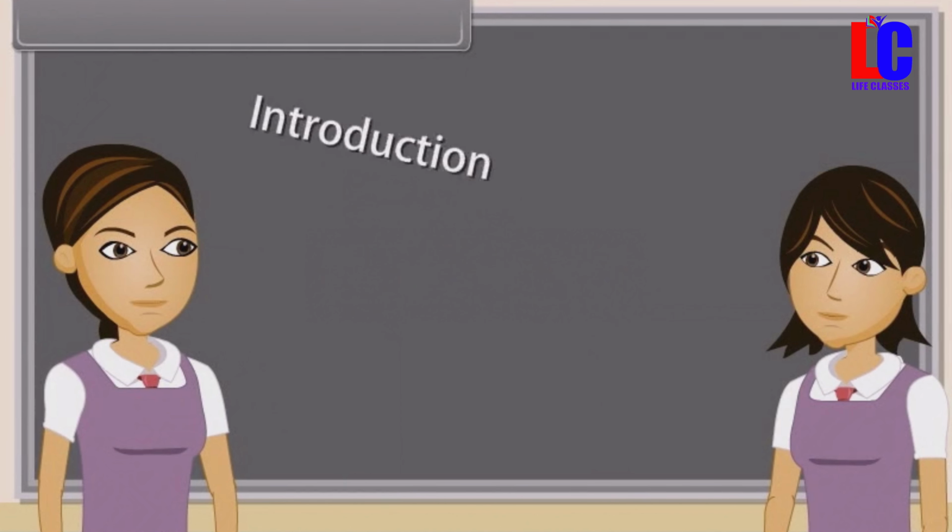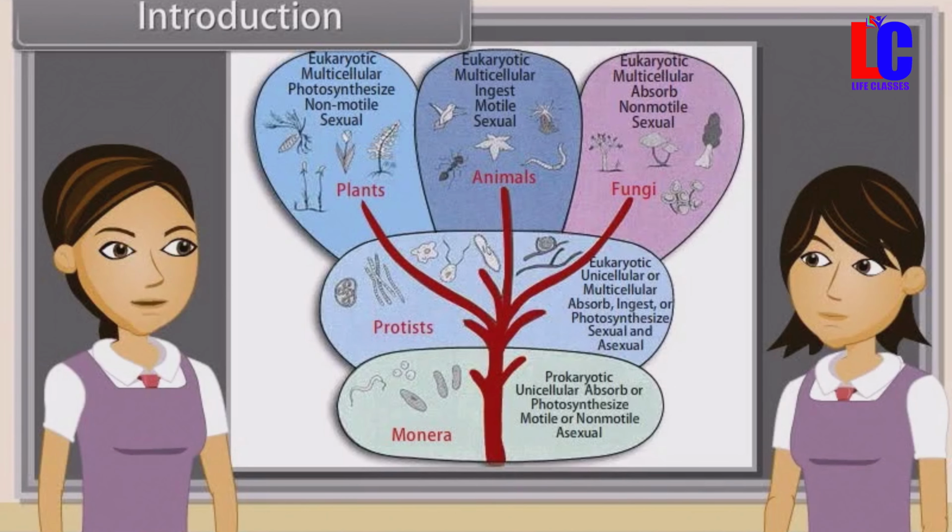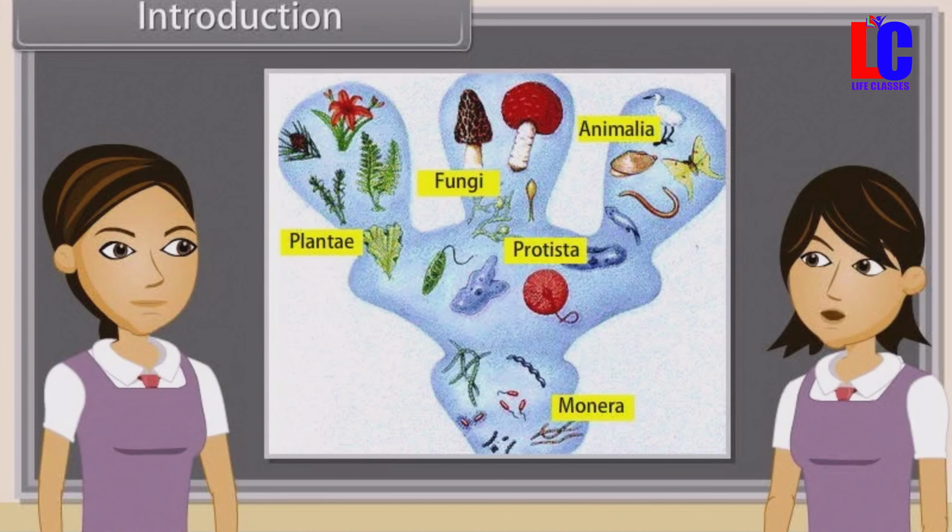Introduction. We have already discussed kingdom Monera, Protista and Fungi. Now we'll study the rest of the kingdoms. Yes, they are Plantae and Animalia. We'll also discuss viruses, viroids and lichens.